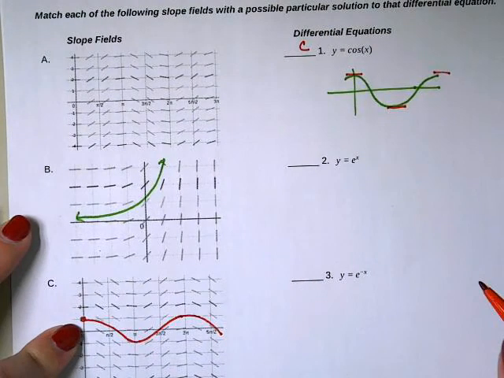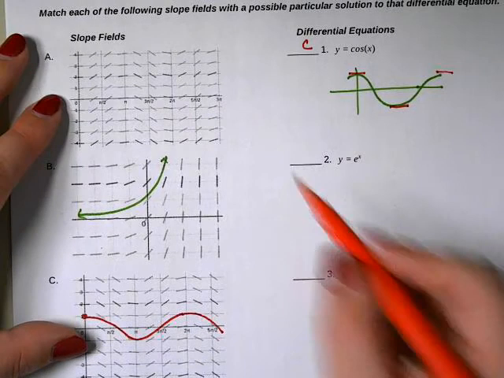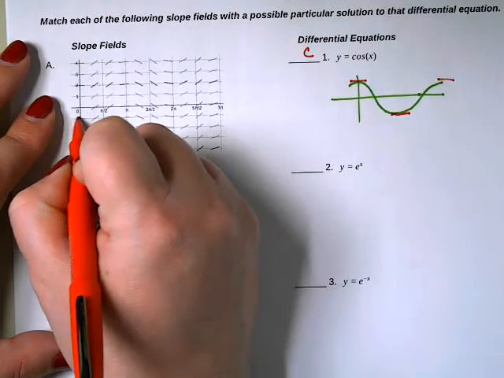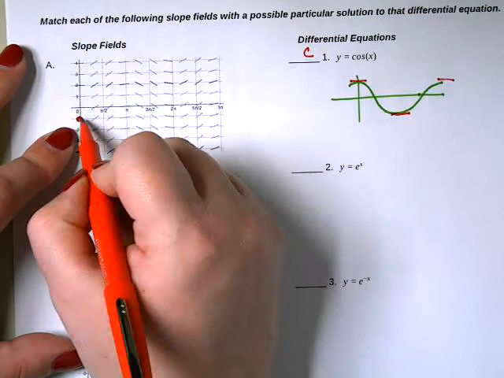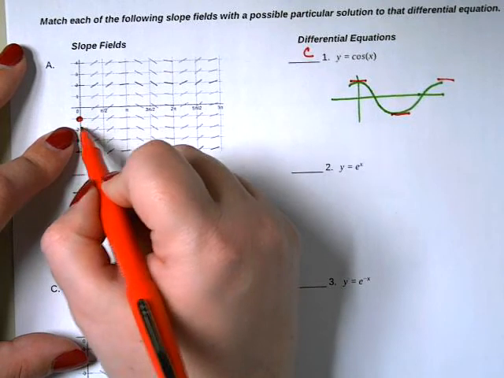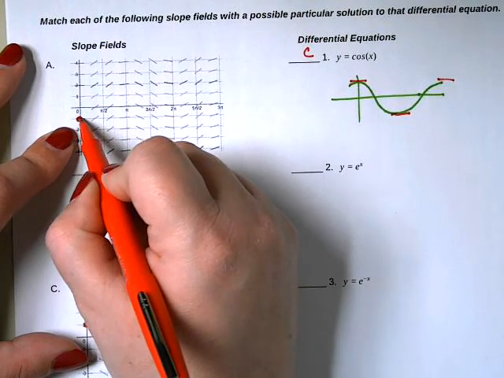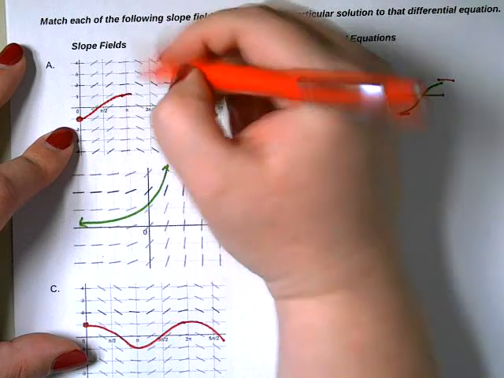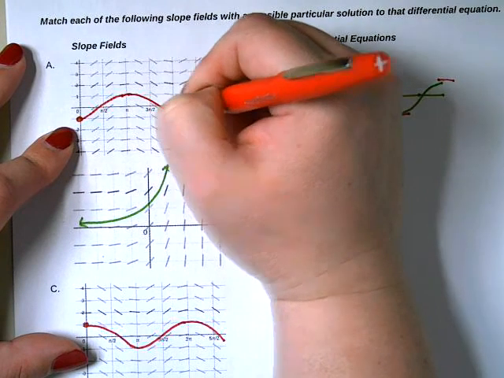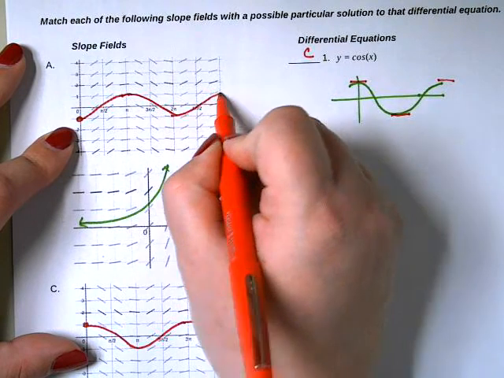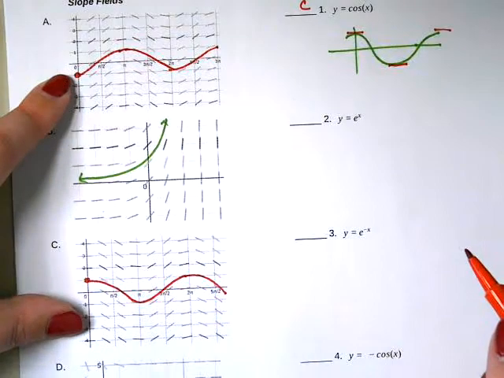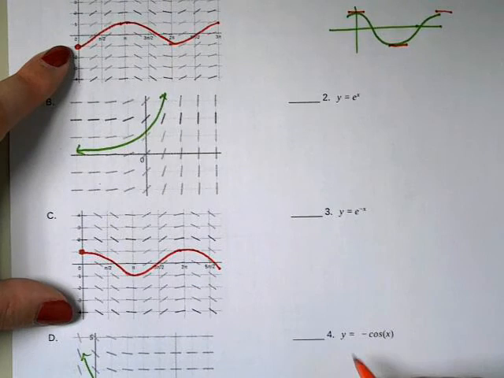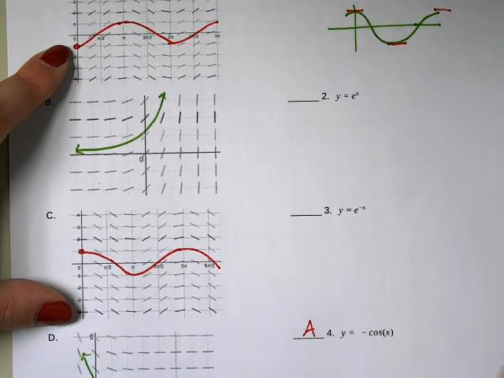Now the difference we said between C and A was a very small one, but in option A, we started down low instead of up high. So we started down low and had a positive slope until it got to 0. Then we had a negative slope to 0 again, and then a positive slope. So it looks a lot like our cosine function, but since it started down low, it's our negative cosine.